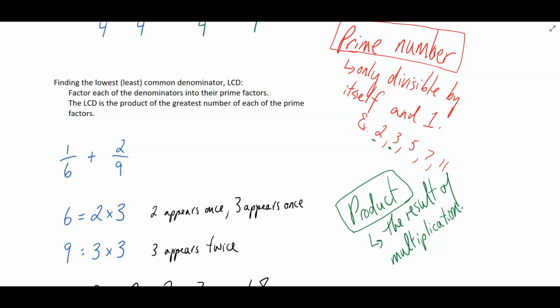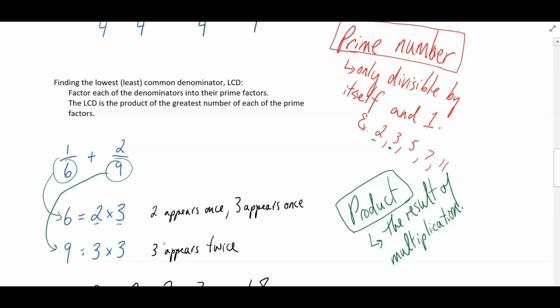So when you factor a number, that is, find the factors that make up a number when they're multiplied together, factor each number or each denominator into its prime factors. 6 is divisible by 2 and 3, and 2 and 3 are both prime. 2 appears once, 3 appears once. And then we will factor 9 into its prime factors. 9 is also the same as 3 times 3. 3 appears twice.